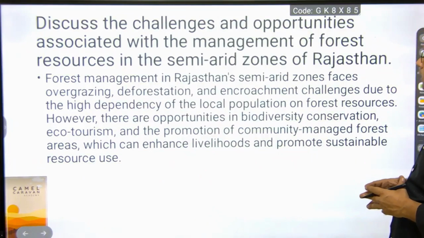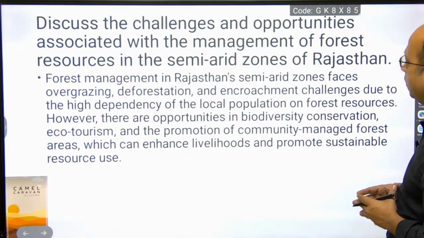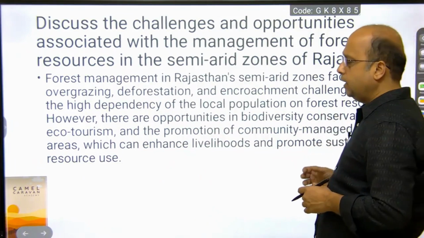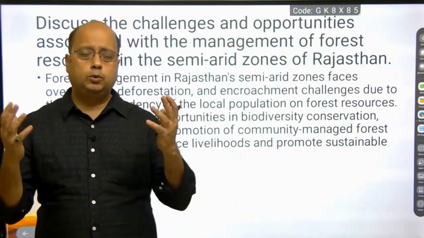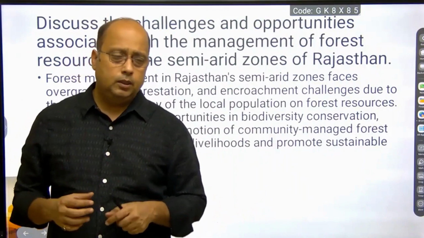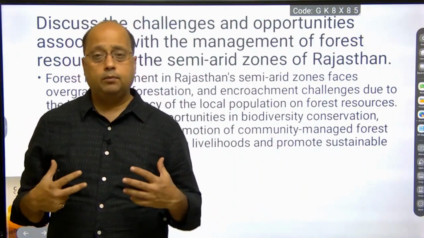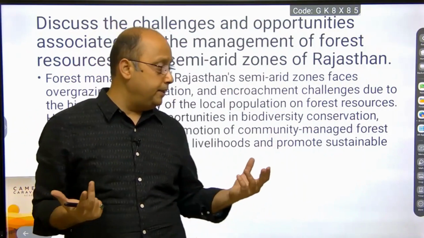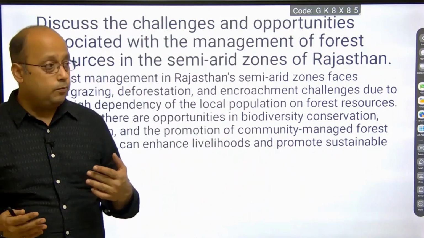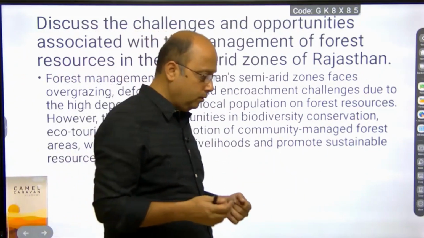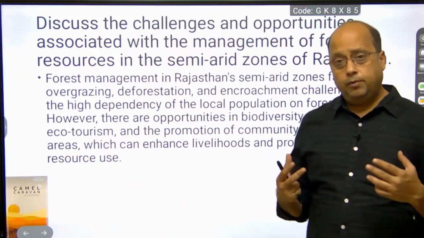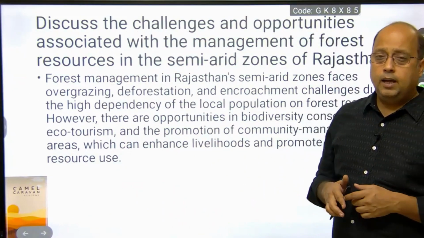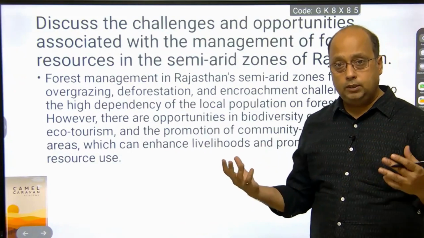The question says, discuss the challenges and opportunities associated with the management of the forest resources in the semi-arid zone of Rajasthan. Now, when the forest is semi-arid, it is open to many kinds of exploitation, because grasses dominate in a semi-arid zone. So overgrazing is the case. Forest fire is a normal feature of these forests. Deforestation also, because many settlements come inside, and that is why the locals rely more on these resources.